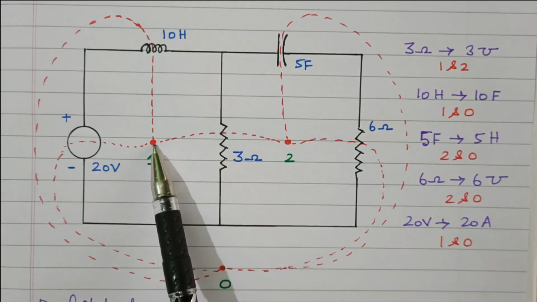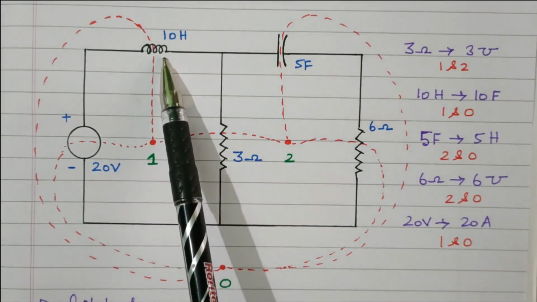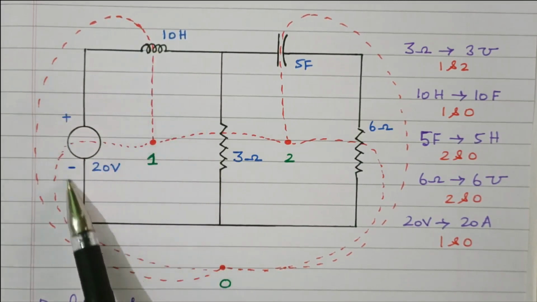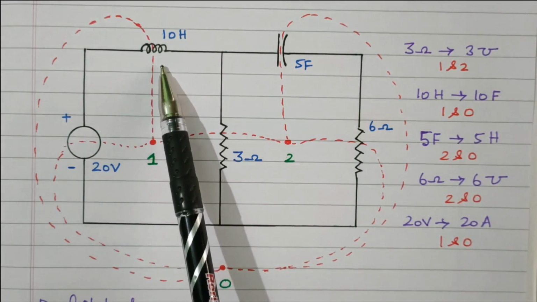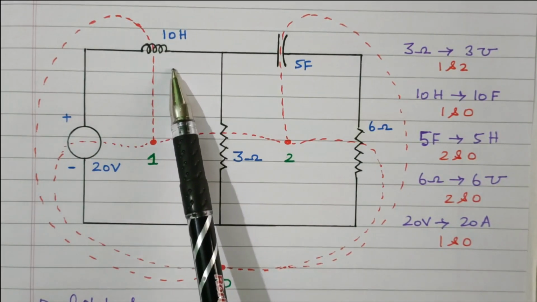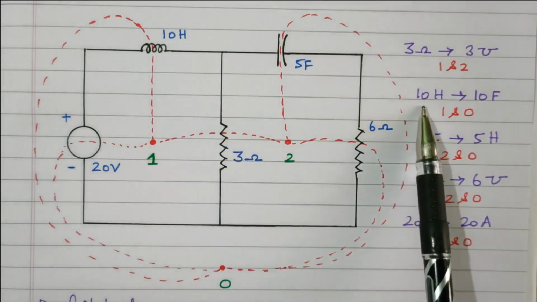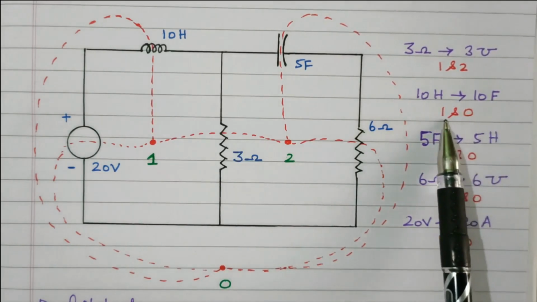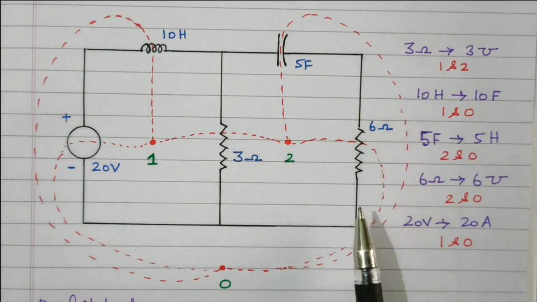And now we'll connect the 1 and 0 through the inductor, the 10 Henry inductor. Now this 10 Henry inductor will be converted into a 10 farad capacitor. So this 10 Henry inductor is converted into a 10 farad capacitor that is connected between 1 and 0.